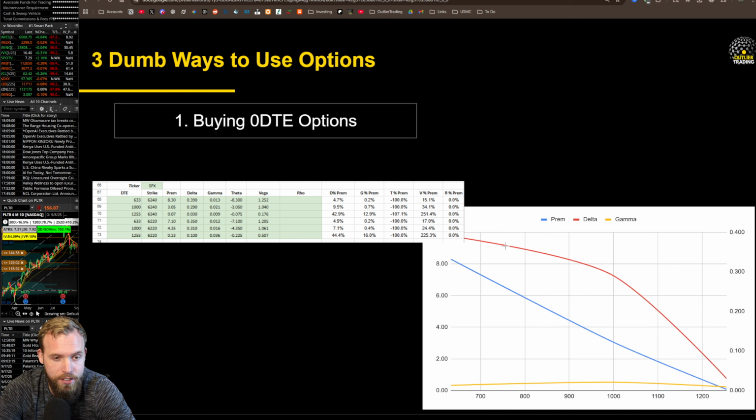So buying zero DTE options by itself, it can work. And if you're trading at some very specific instances, fine. But for those that think that this is a cheaper way to play things, it's a really cheap way to light your money on fire.